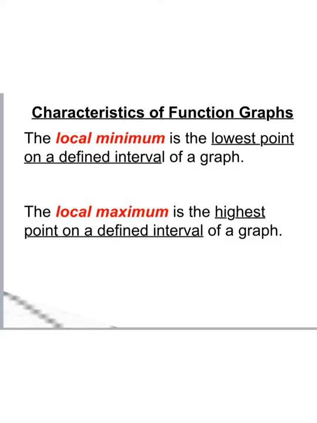Okay, so that was absolute maximum and minimum, and now we're looking at local minimum and maximum. The local minimum is the lowest point on a defined interval. So defined interval, that would be, if I'm just looking at one section of the graph, what is the minimum of that section? And then local maximum is going to be your highest point on a defined interval. That's going to be your local maximum.